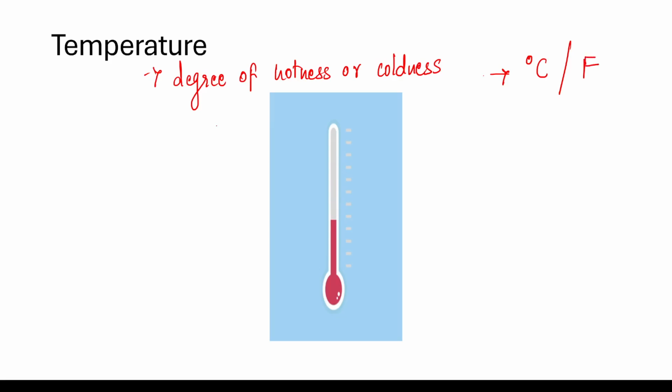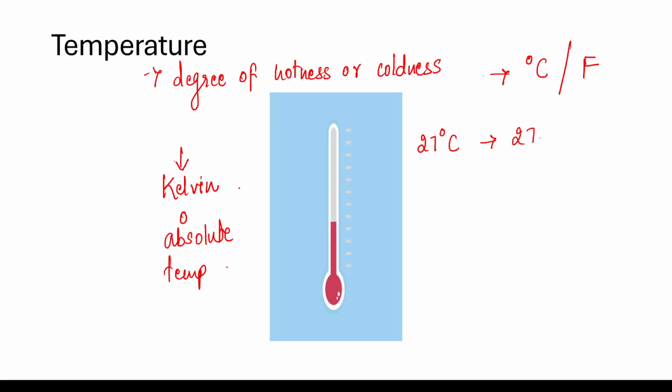Now, a more standard unit, which is used all over the world by physicists and is also required for your A level exams, is Kelvin, or absolute temperature. The conversion factor is 273 degrees. So 27 degrees Celsius is nothing but 27 plus 273, that is 300 Kelvin.